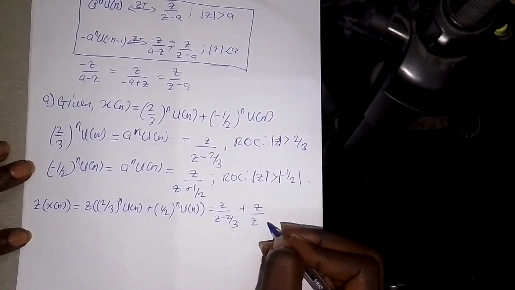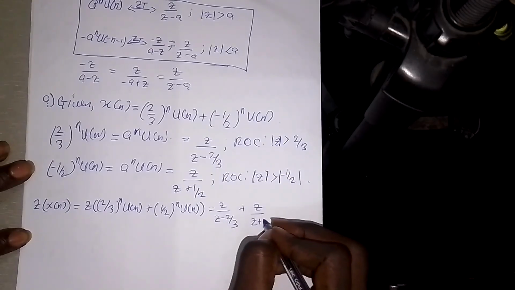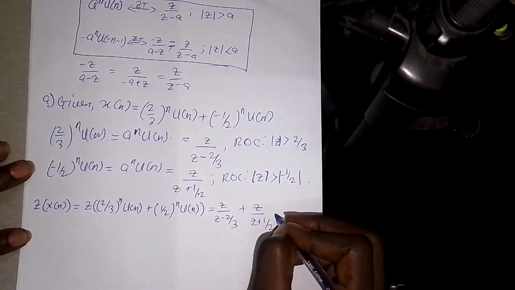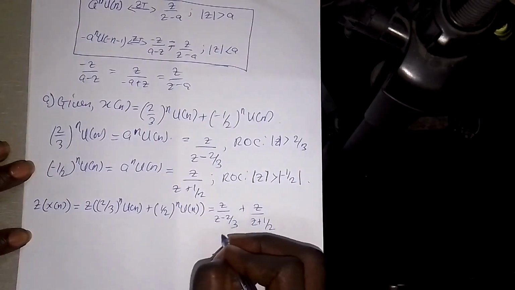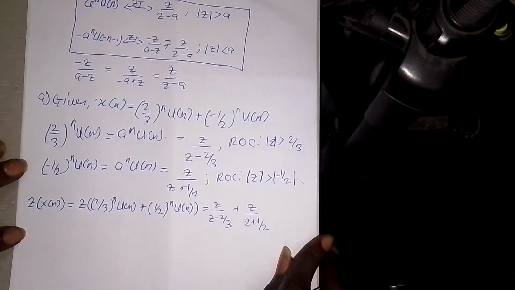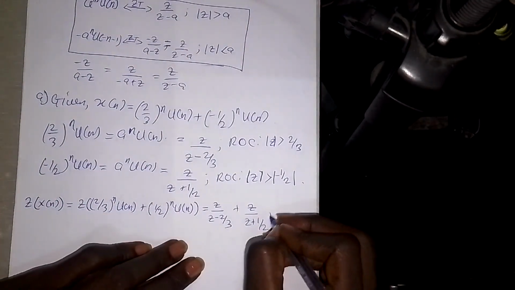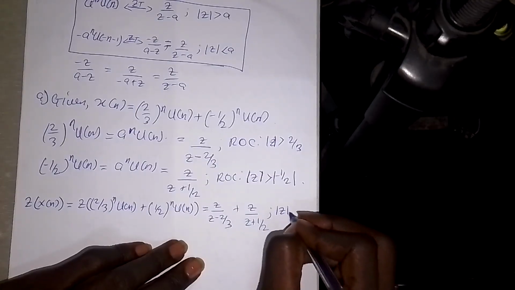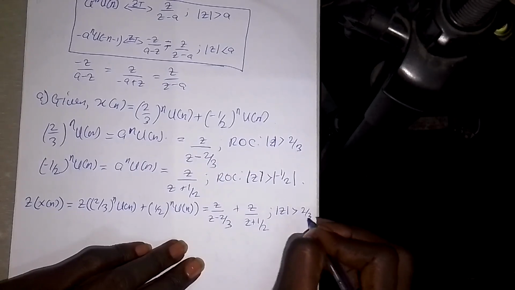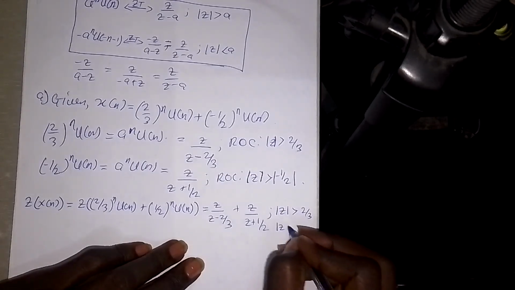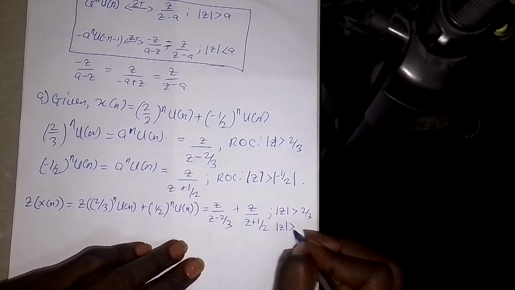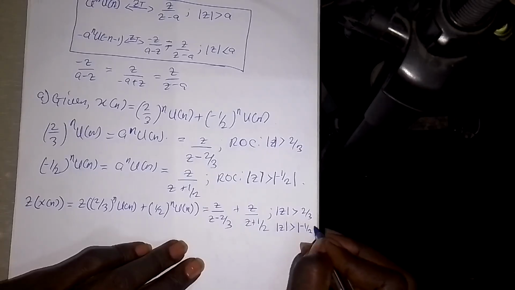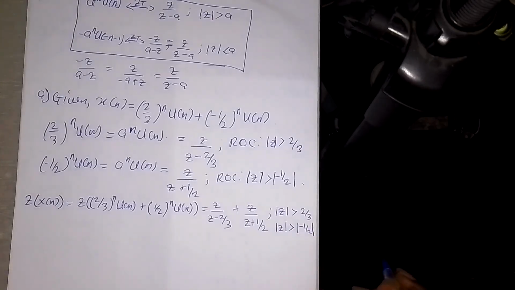And then I'm going to have ROCs, 2 ROCs. So the 2 ROCs are going to be mod Z greater than 2 over 3, and the second one will be mod Z greater than mod minus 1 over 2. And what will be the final ROC?